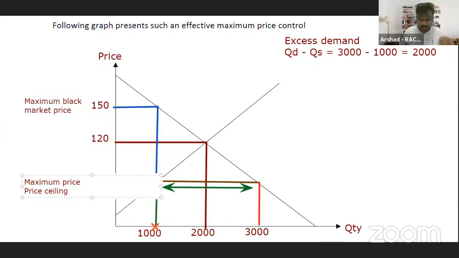A ceiling. Now this is something that people confuse. When you say ceiling, ceiling is on top, so the price should be on top? No. Price ceiling is a maximum price. That means the maximum you can sell it at is this. Under that ceiling, you can sell it at any given price. That is what you call a maximum price or a price ceiling.